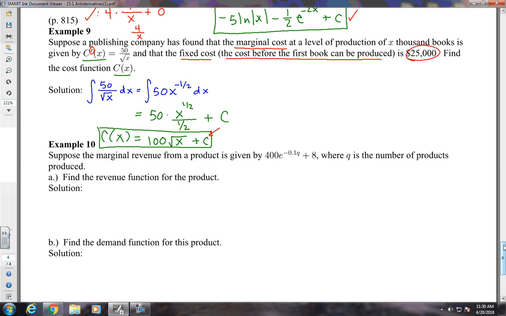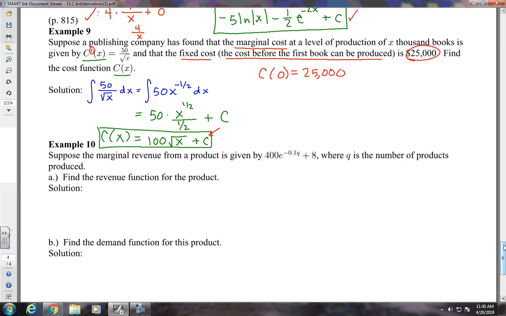So from that information, we know that if we produce 0 books, we still have to pay our rent, our employees, our electric bill, all that good stuff. So I'm going to use this information and plug it into the cost function that we found by integration, and we'll be able to solve for C.